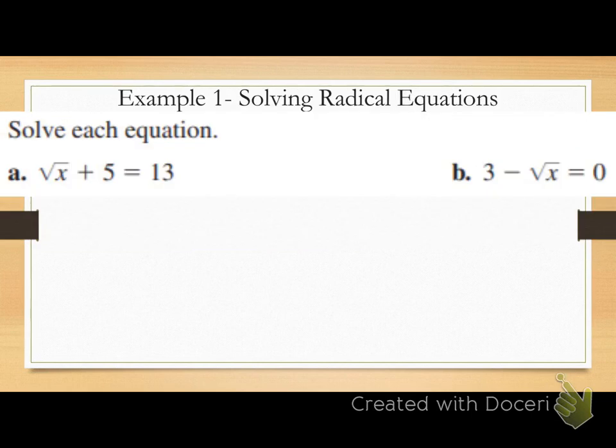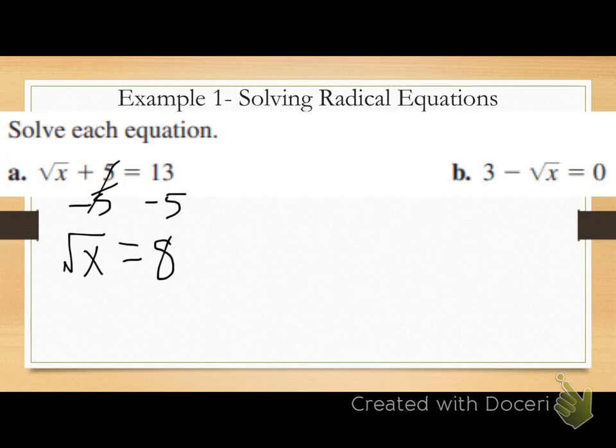Do I have any operations going on with the radical here? You can minus the 5. Very good. It's square root of x plus 5. So that square root is not by itself on one side of the equation right now, is it? It's got the plus 5 with it. So like we said, we're going to use our inverse operations. We said subtract 5 from both sides. So on the left-hand side of the equation, I'm left with the square root of x equals, and then what's 13 minus 5? 8. Everyone okay with that?